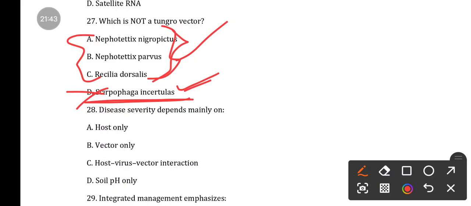Next, question number 28. Disease severity depends mainly on option A, host only, option B, vector only, option C, host virus vector interaction, option D, soil pH. Here the answer is option C, host virus vector interaction. For most viral diseases, the combination of host virus vector interaction is most important for disease severity.